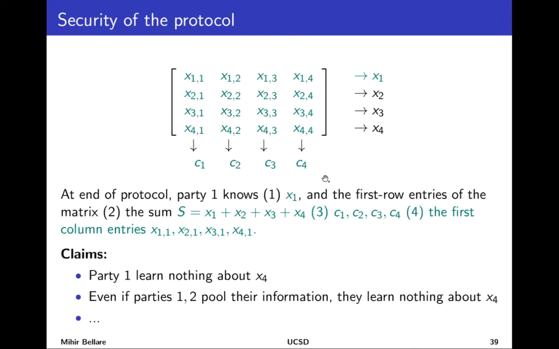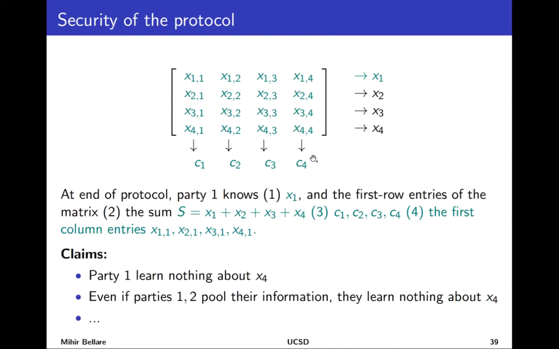But you can do an analysis of this, and it turns out that you can see that it isn't. So for example, consider party 1 at the end of the protocol. What does it know? It knows its own input, it knows these values, and it knows the sum, all 4 sums. But this actually doesn't tell it anything about, for example, what x4 is, because there just isn't enough information to figure that out.